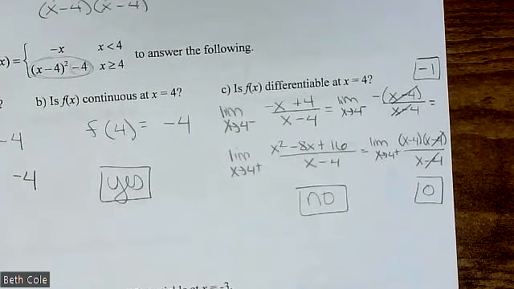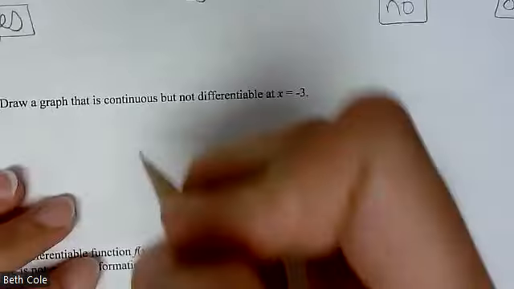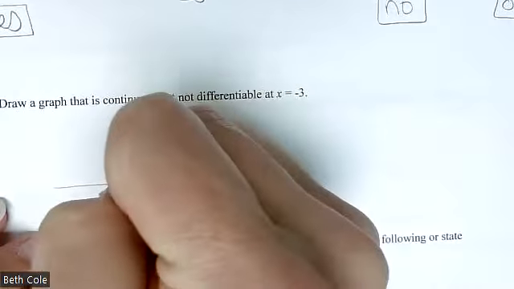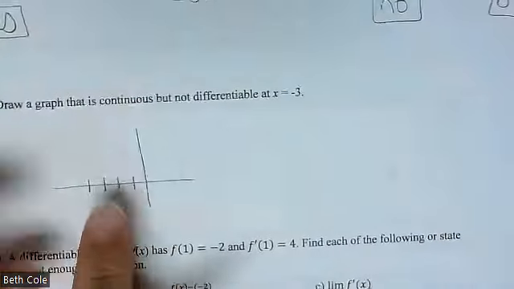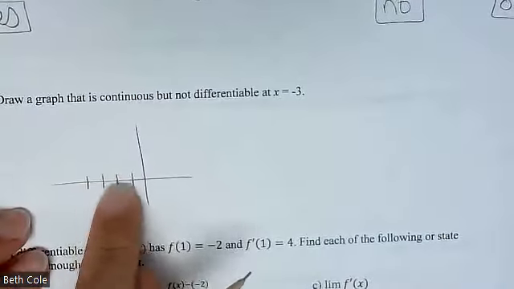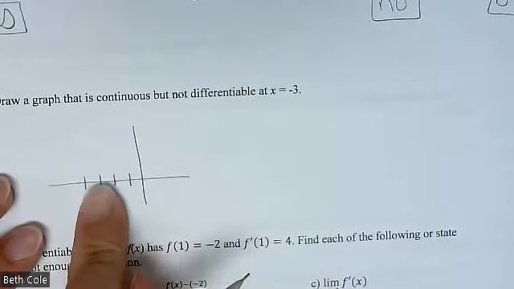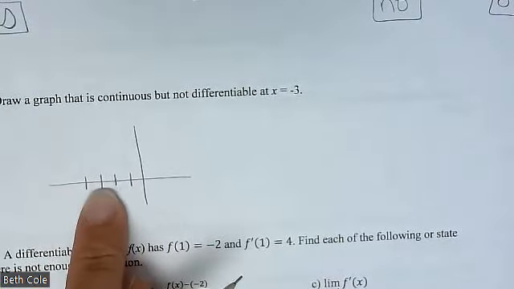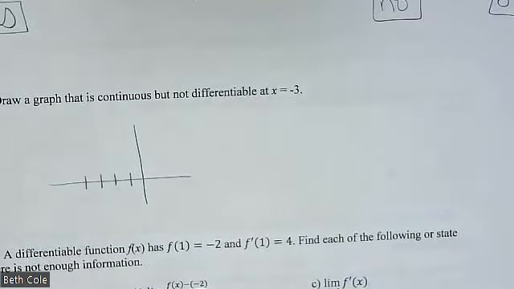Okay. 18, draw a graph that is continuous but not differentiable at negative 3. Well, to be continuous but not differentiable, what would I need to have happen at negative 3? Yeah, a cusp or a corner, but a sharp edge of some kind at negative 3. So something like that.